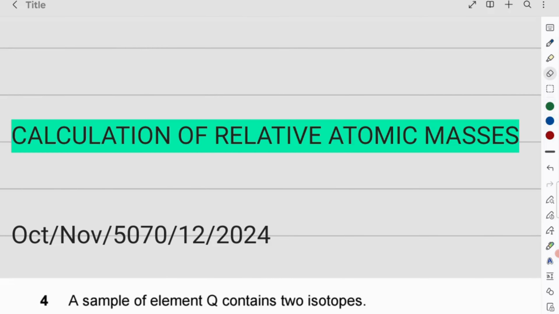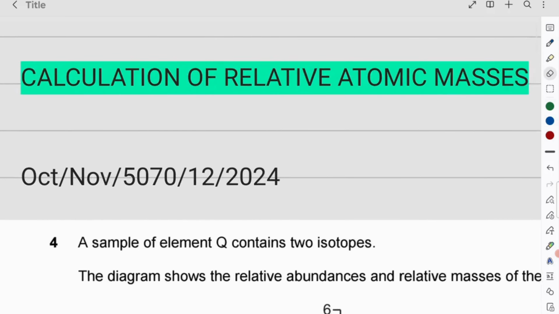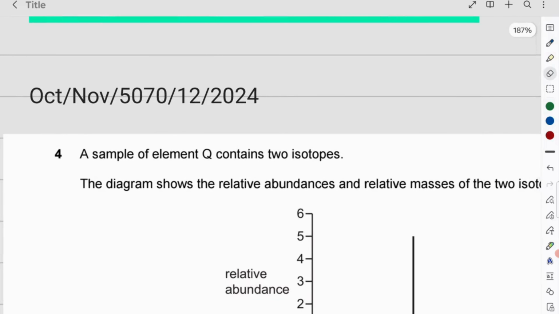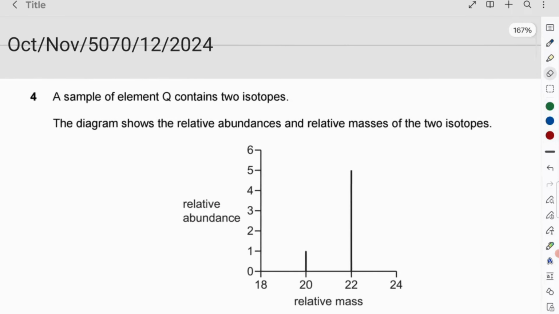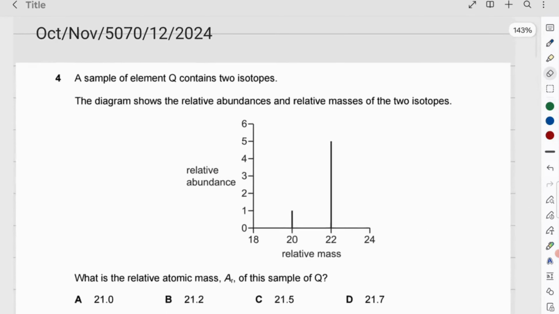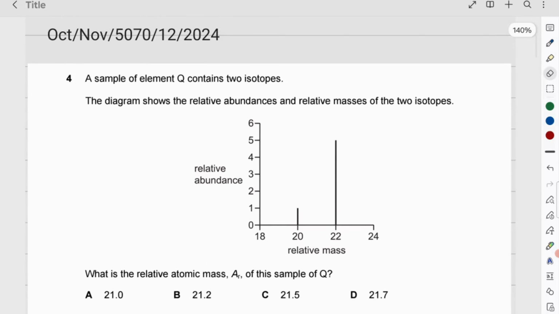So, today in this lesson, we are going to attempt some tricky questions based on calculations of relative atomic masses. So, the first question is from Paper 1, October/November 5070. In question number 4 of this paper, a sample of element Q contains two isotopes. The diagram shows the relative abundances and relative masses of the two isotopes.